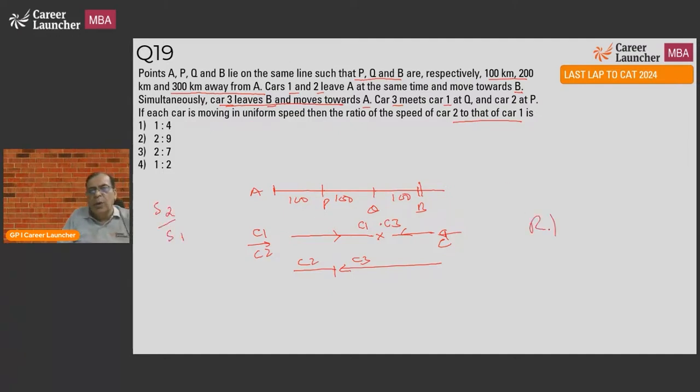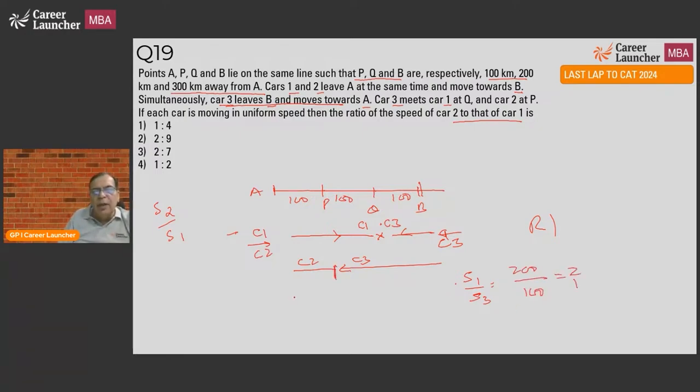I will do it in round 1, because the ratio of distance is given. Ratio of distance is equal to ratio of speed. So look at it this way. Okay, let's just quickly solve this also. Look at the first case. Car 1 and car 3 are meeting at Q. So speed of 1 upon speed of 3, what will it be? Car 1 covers 200 kilometers, car 3 covers 100 kilometers. So 2 upon 1.